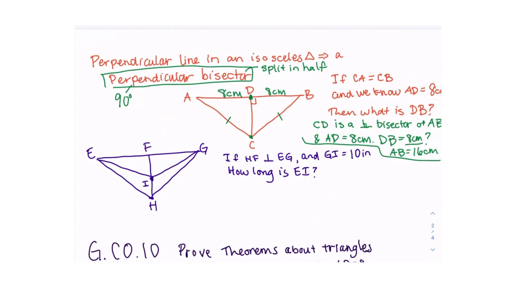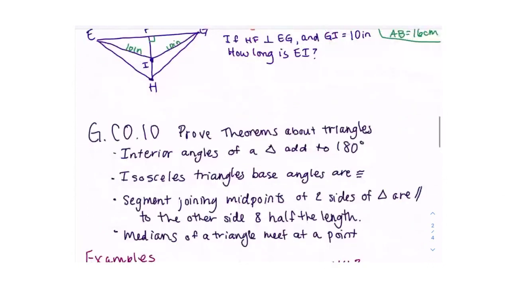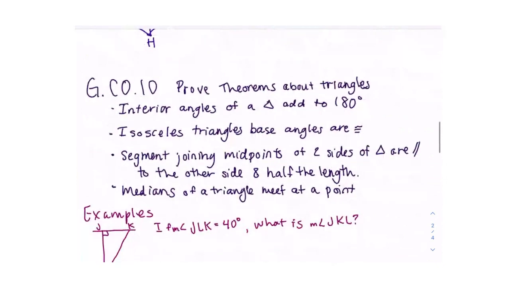If we knew that HF was perpendicular to EG, so we can put the perpendicular symbol there. And GI was 10 inches. How long is EI? 10 inches. Yeah, also 10 inches. That's literally what you have to do for that. So that's the end of G-CO 9.